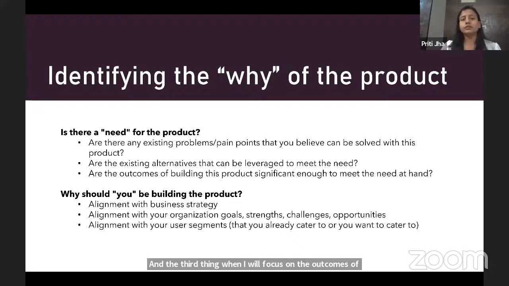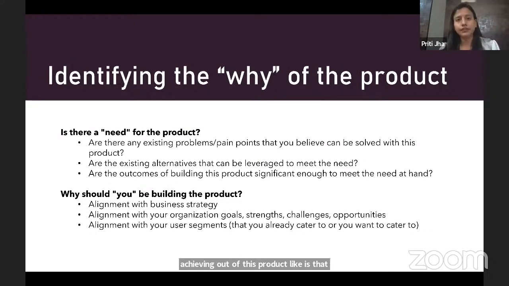And the third thing is where I want to focus on the outcomes of building this product. I did not want to quote any jargon over here, and that's why I avoided that term. But just to talk it out, the cost benefit analysis. Like if I'm spending, let's say, 100 development days in building this product, what is the outcome that I'm achieving out of this product? Is that significant enough?